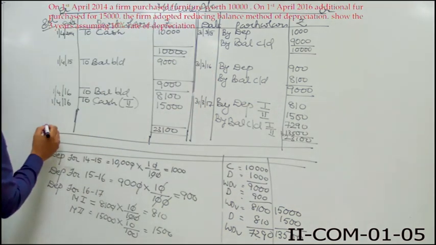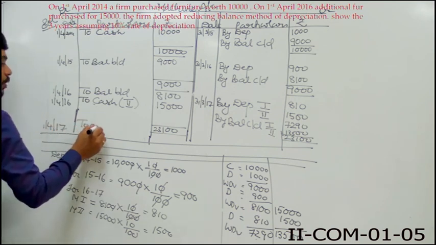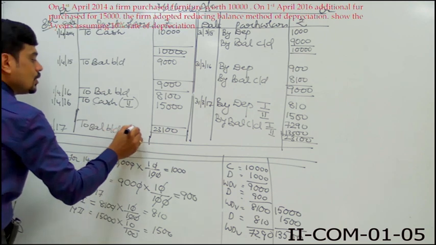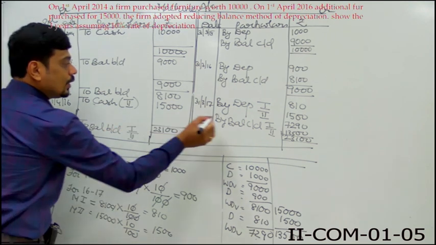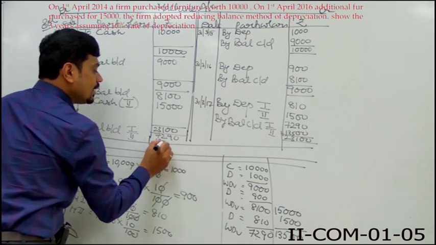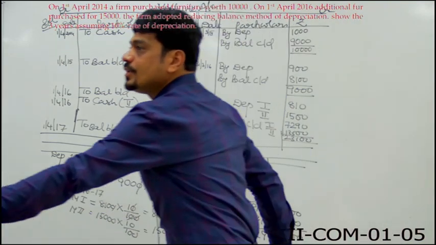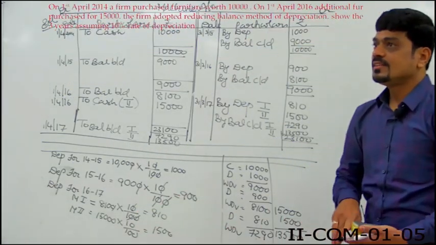23,100. Bring down the balance. 1st April 2017, to balance brought down. Machine 1, machine 2. What is machine 1 value? 7,290. 13,500. Like that, we got the answer for two machines.